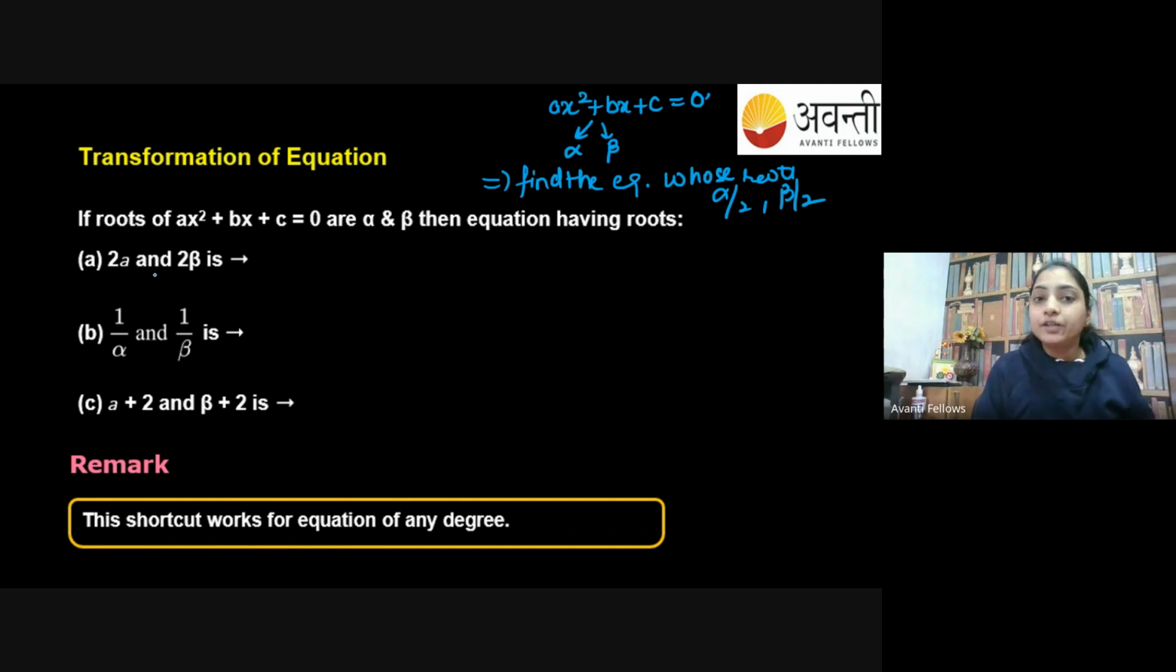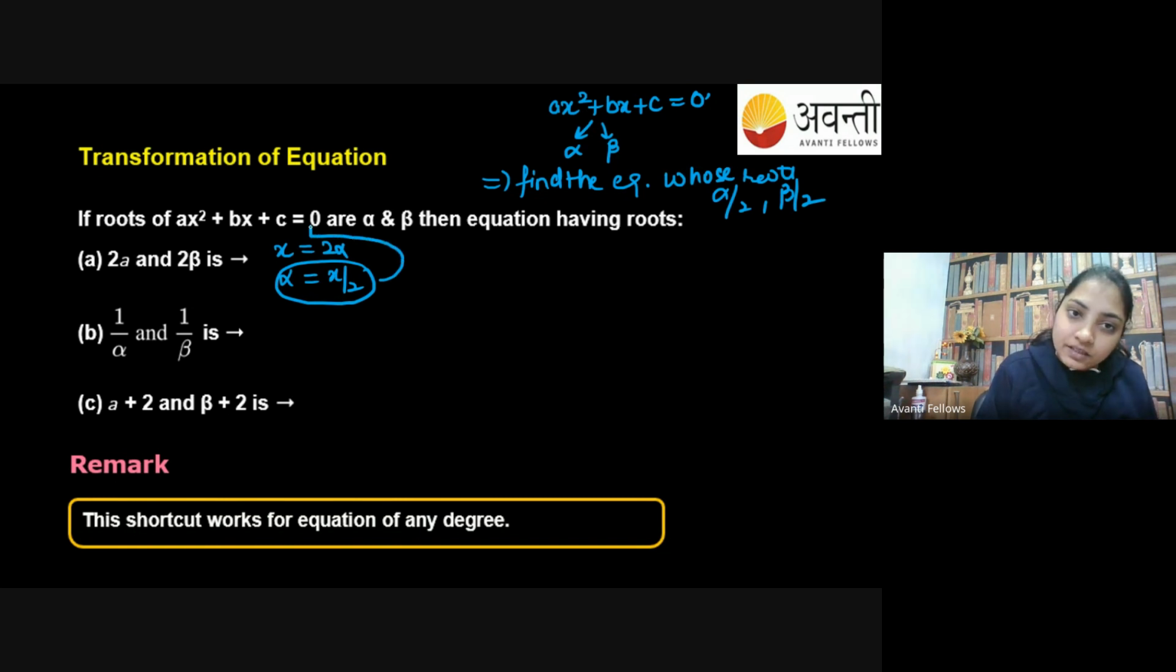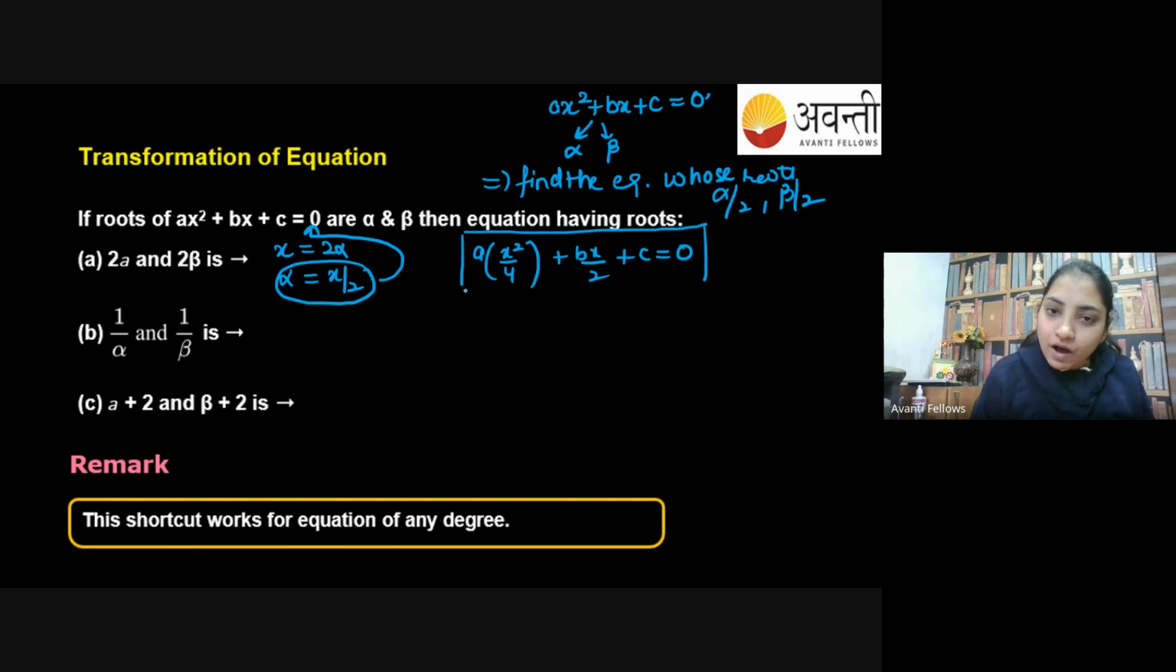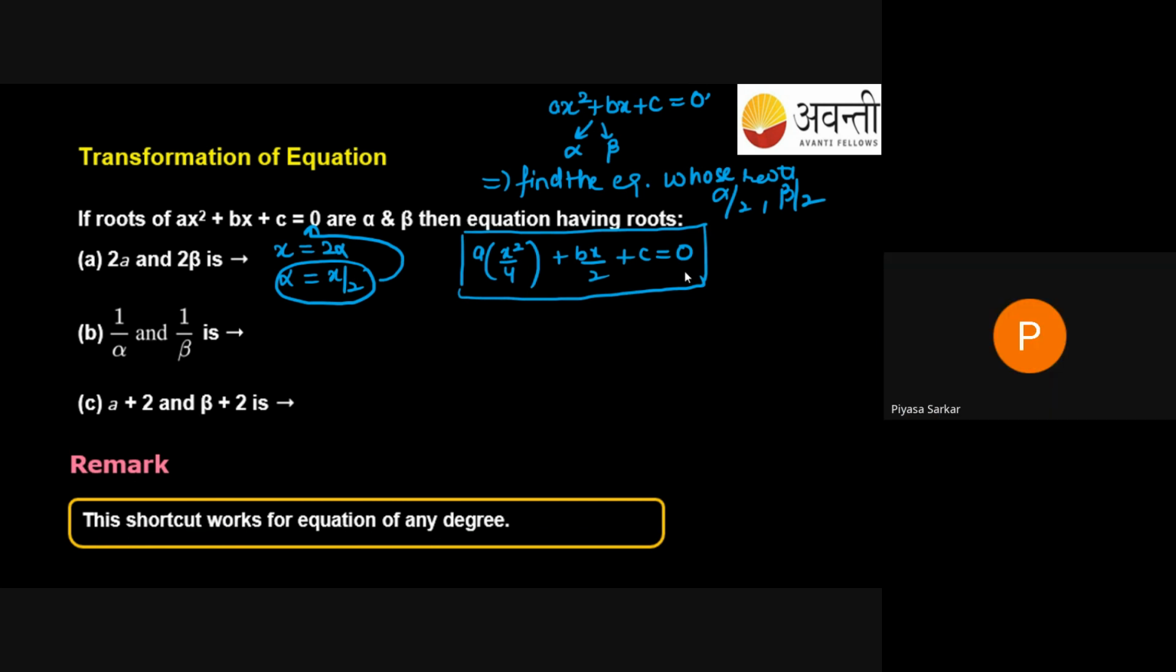Yes, ma'am. So now what I will teach you: let's say I need 2 alpha and 2 beta. I will say let x is equal to 2 alpha. So alpha is equal to x by 2. Just put this alpha in this equation. It means a into x square by 4 plus bx by 2 plus c is equal to 0. So this will be the new equation whose roots are 2 alpha and 2 beta. Just wow. What do you say? Yes, ma'am. Quite easy.